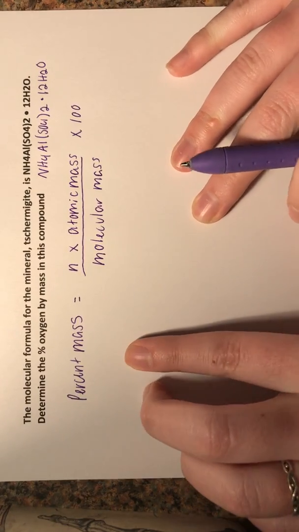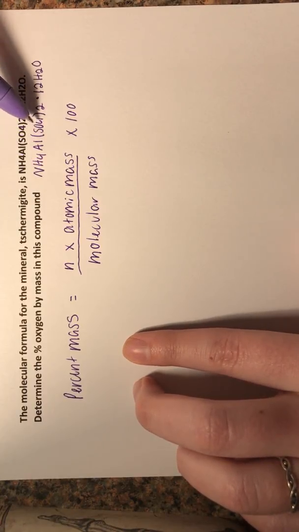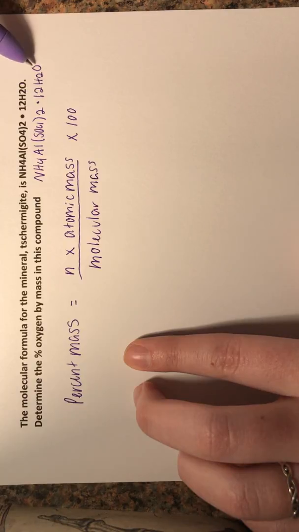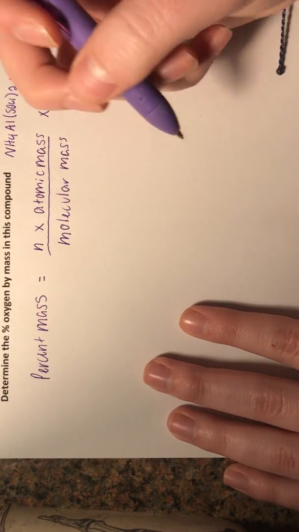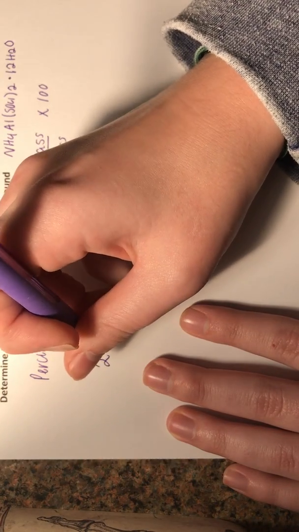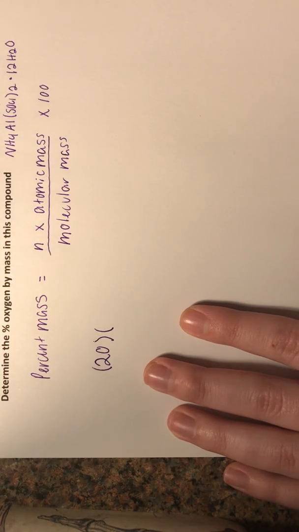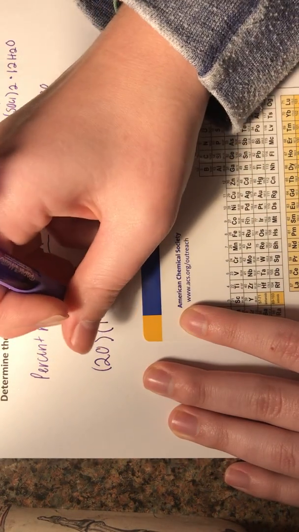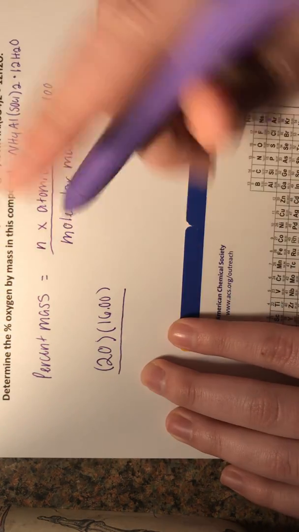So we're trying to find the percent mass. How many oxygens do we have in this formula overall? We've got 4 oxygens here times 2, so we've got 8 oxygens here. And then we have another 12 oxygens. So overall we have 20 oxygens. And we're going to multiply that by the atomic mass of oxygen. I've got my little periodic table, which is 16.00, and divide it by the molecular mass of the formula times 100.